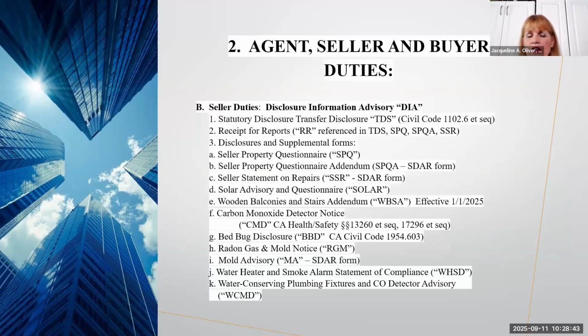And then you have the water heater and smoke alarm statement of compliance. Again, I just mentioned water heater strapping, etc. And then the water conserving plumbing fixtures. We know the low flow toilets, the low flow shower heads, those types of things. They have a disclosure for that. And of course, the CO detector advisory. So there's a lot there.